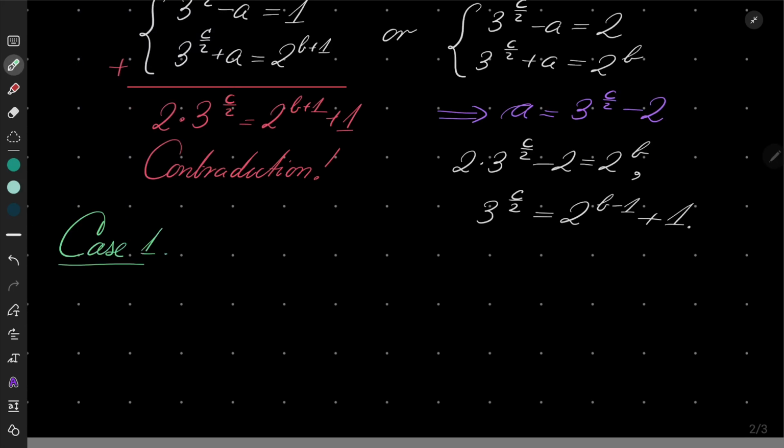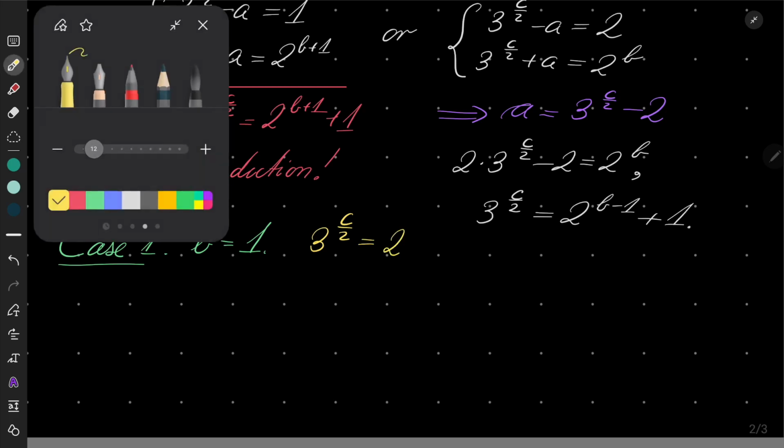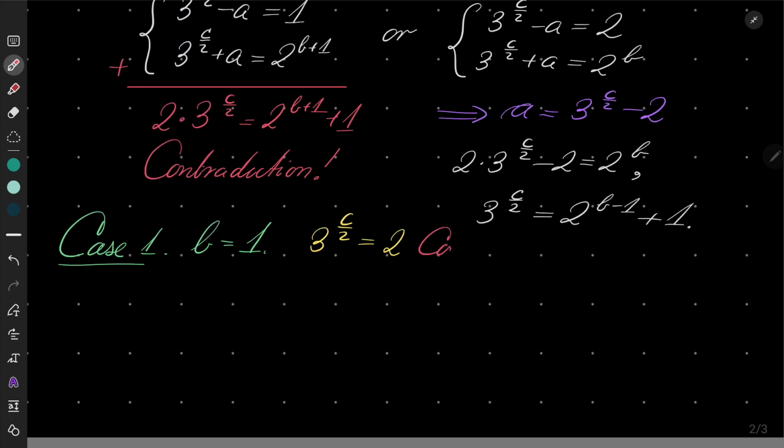What happens when b equals 1? Well, if b equals 1, then we have the following. 3 to the power c over 2 equals 1 plus 1, 2. Clearly a contradiction. Nothing special. Let's consider the second case.